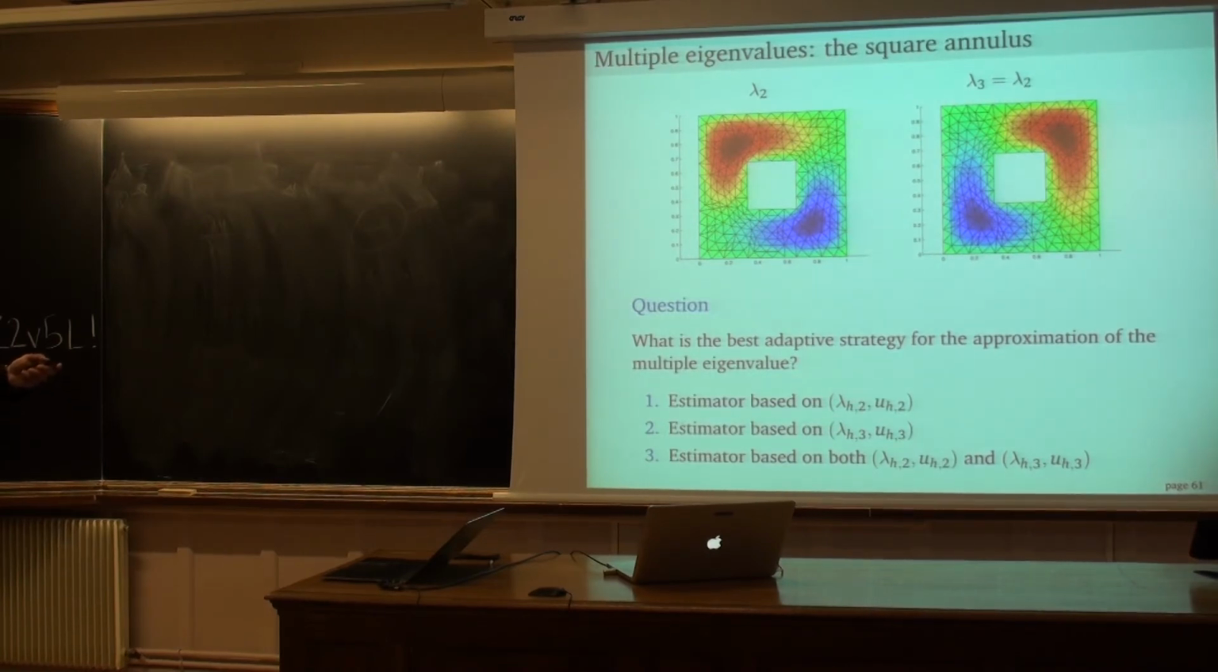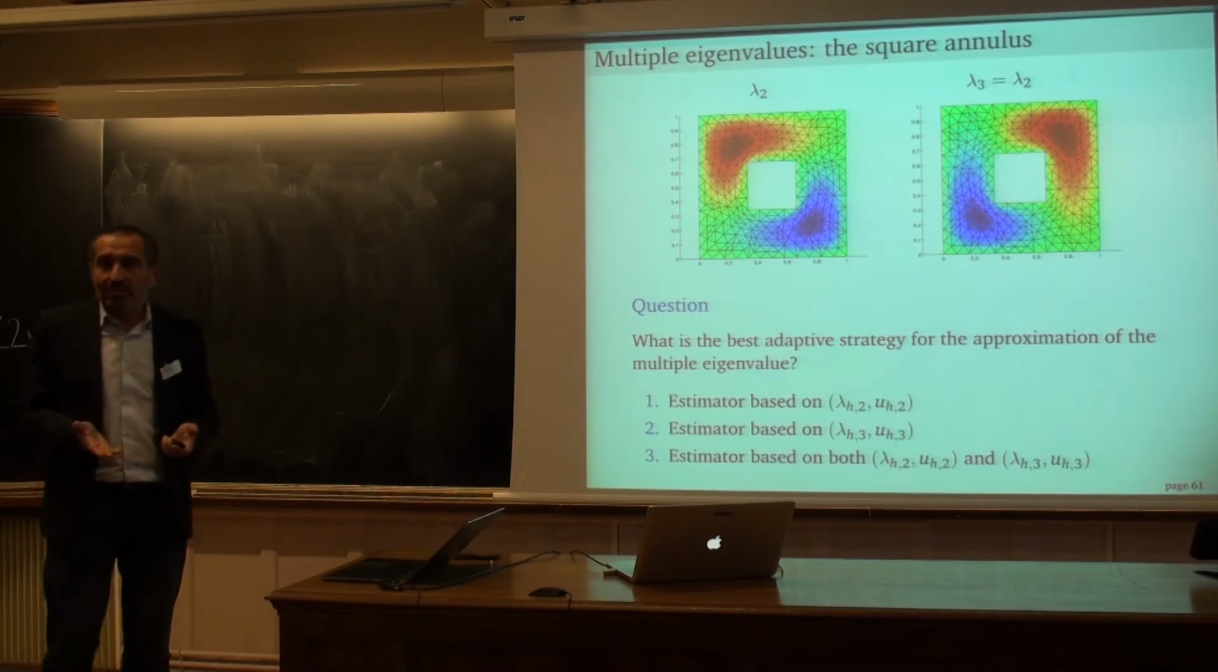And so let's take the square annulus. Here you have a situation where lambda 2 is equal to lambda 3, everything is symmetric. And you can decompose the eigenspace in such a way that lambda 2 has a singularity on the top left and the bottom right corner, and lambda 3 has a singularity on the other two corners.